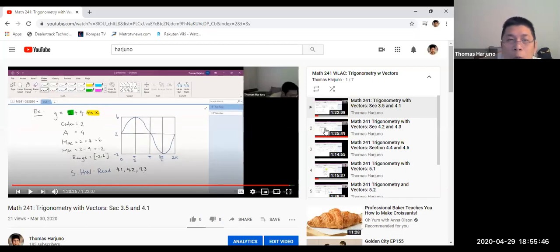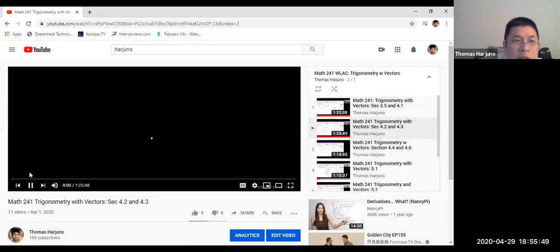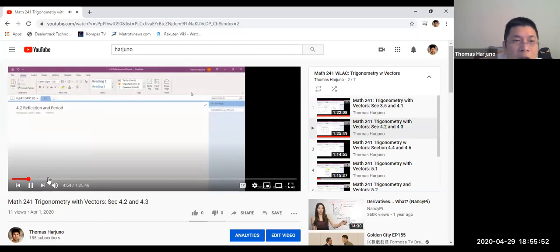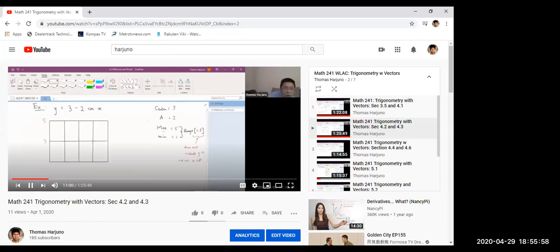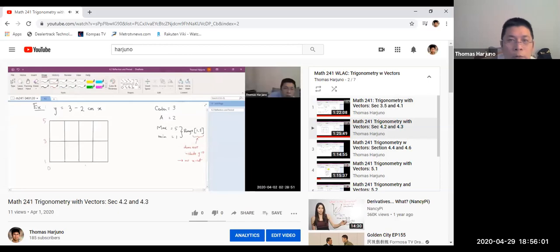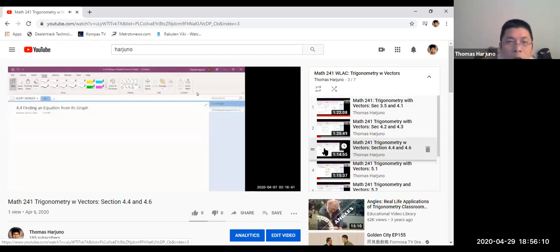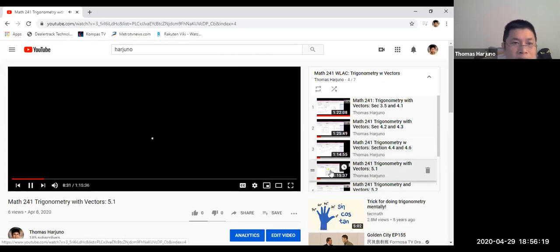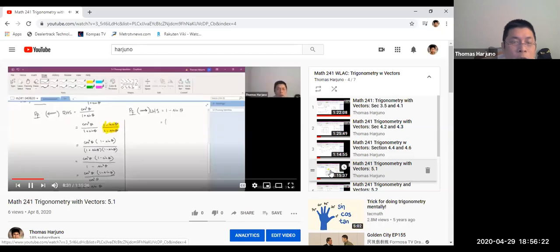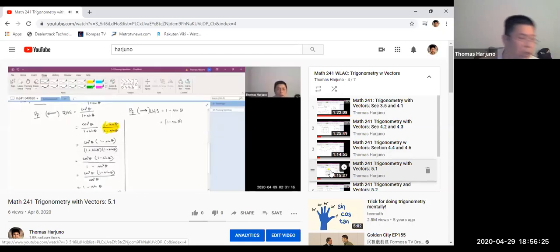In 4.2, you will see we do sine and cosine again, but with a lot of reflection, amplitude, and so on and so forth. Okay, and then on 4.6 later on, you will learn inverse trig functions. Now in 5.1, you will learn to show identities. That's basically what I need you to study for next week.